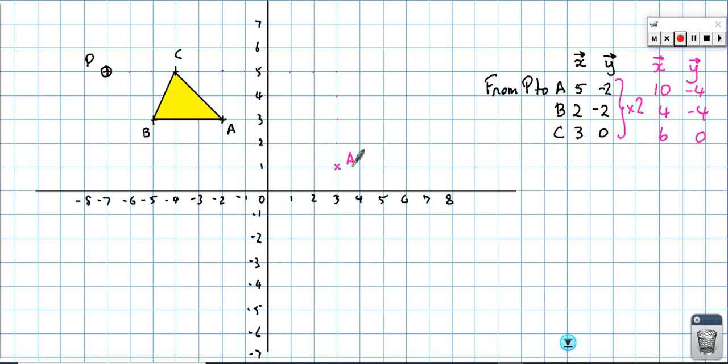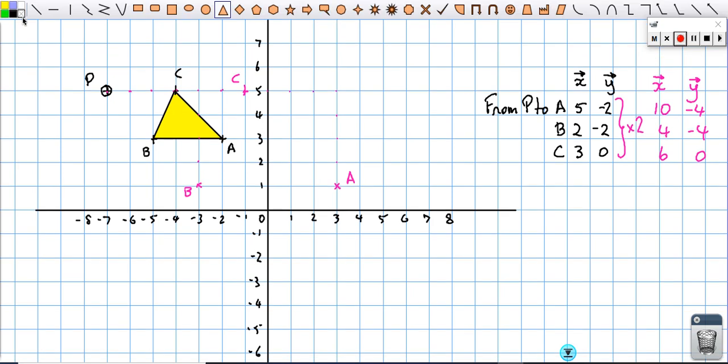To go to B, I need to move 4 and minus 4. So from P, 4 across and minus 4 down. This is B. To go to C, I need to move 6 and 0, so it's just 6 across. So this is my new point C. So our triangle is going to look something similar to this.